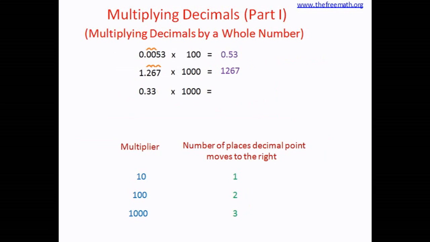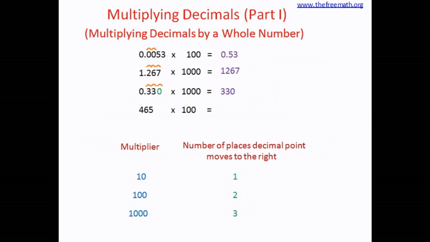The next one is 0.33 multiplied by 1000. Again, the multiplier is 1000, so we have to hop over 3 digits, but there are only 2 digits here. So what do we do? We write an extra 0 after 33. We know that in case of a decimal number, if you put an extra 0 in the end, it does not change its value. So let's put that 0 and hop over 3 digits, and so the answer is 330.